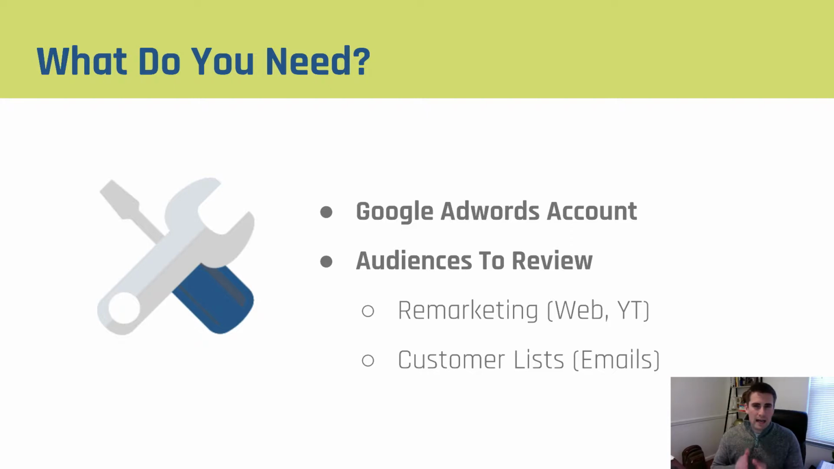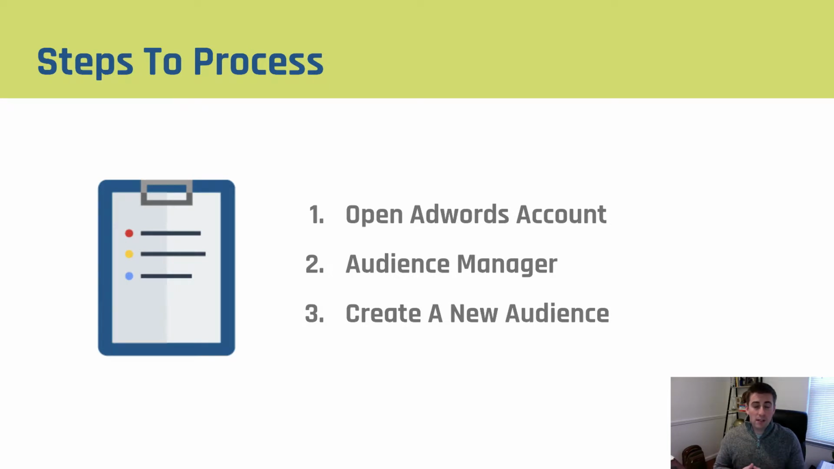Now, what do you need to actually build them? Well, you have to have a Google AdWords account and have your pixel installed on the site. I've got another video on how to install it on the site, so make sure you check out the YouTube card right now. And then you have to have audiences that you want to create, so remarketing from the web or from YouTube, customer lists, apps, etc. The process to actually set this up is pretty simple. Head into AdWords, go to the new Audience Manager, and we're going to create a new audience. So let's head over to AdWords and I'll show you how to do it.